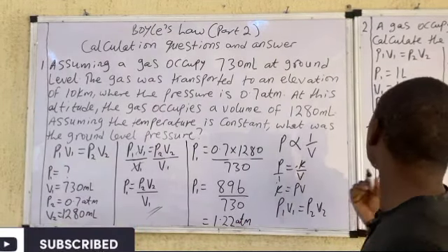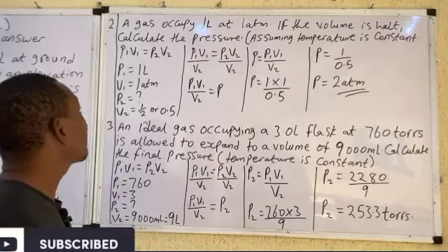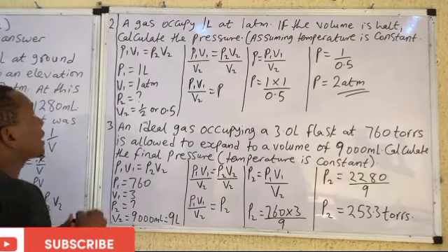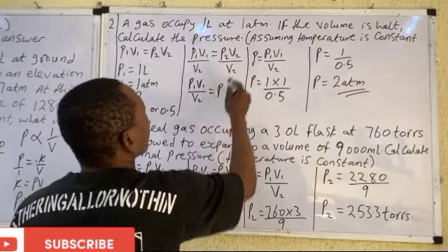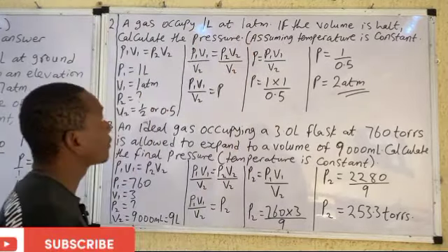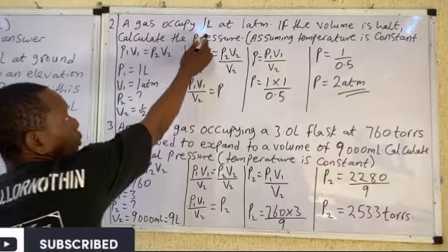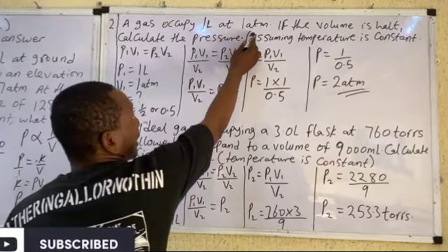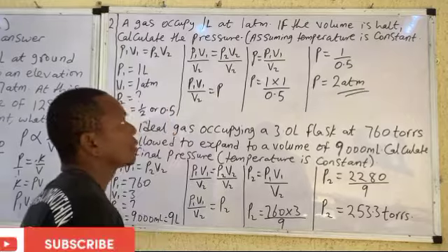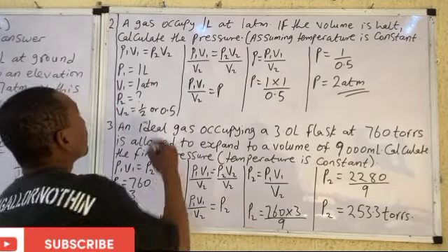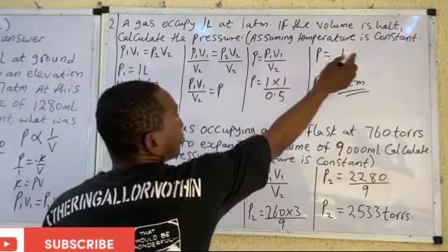So let's take question number 2. A gas occupies 1 liter at 1 atmosphere. Remember, a gas is occupying 1 liter. This is the volume at 1 atmosphere. If the volume is halved, you are reducing the volume by half. Calculate the pressure, assuming the temperature is constant.